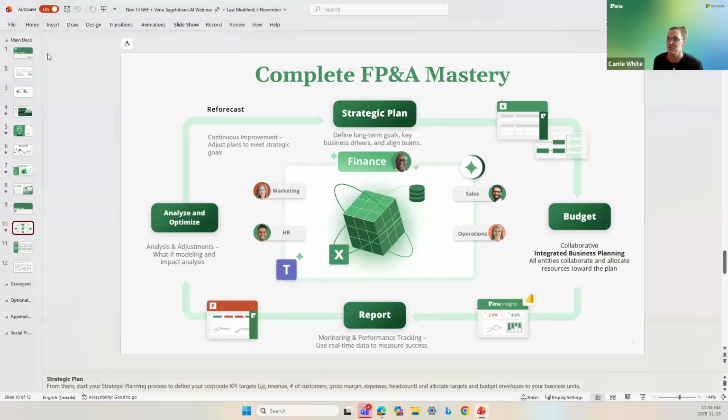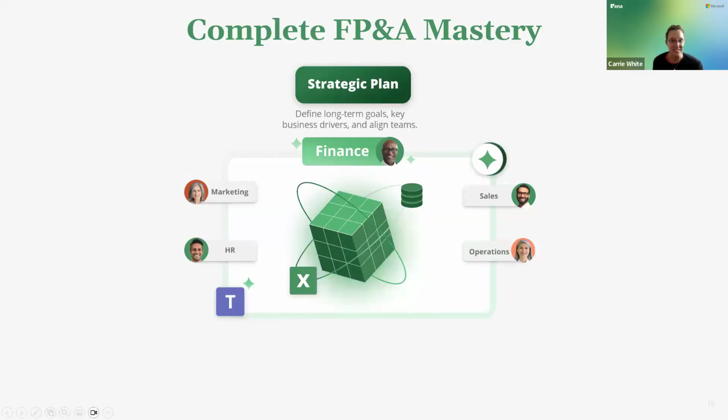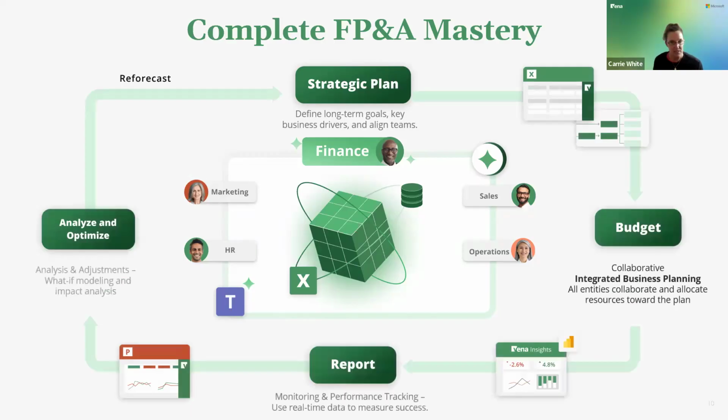I know we're 5 minutes to the end, and unfortunately, you didn't get to see all of the beauty of Vena. But as aforementioned, the whole point of Vena 2 is to further connect a number of different areas across the business and maximize the opportunity to have a complete mastery starting from your strategic plan, where you can, as a finance organization, define those long-term goals, those business drivers, and then properly align all the different teams as you move from strategic planning to budgeting in a very collaborative way.